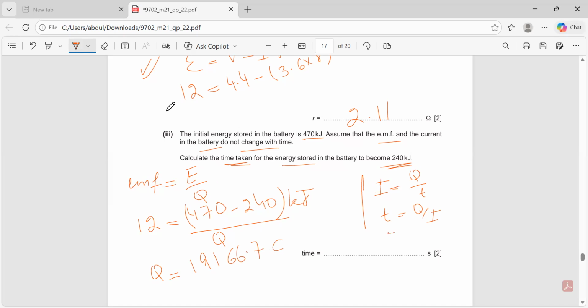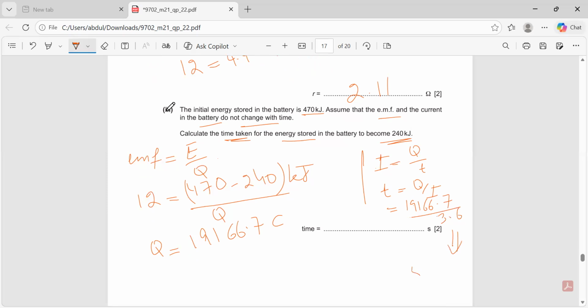Just place the values here. It will be 19166.7 over I. Current is how much? Current in the battery is 3.6. And as we simplify it, my dear sons, the answer comes to be 5324 seconds. So if we want to write it in two significant figures, we can write 5300 seconds. 2 marks, but in 2 steps we can do it.